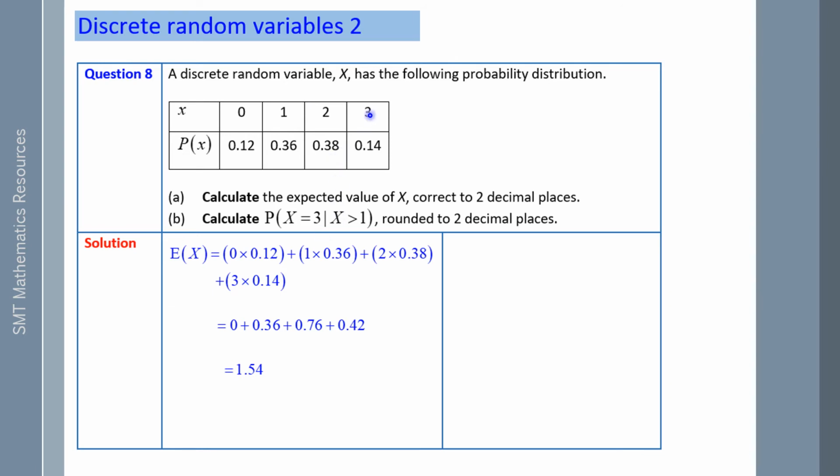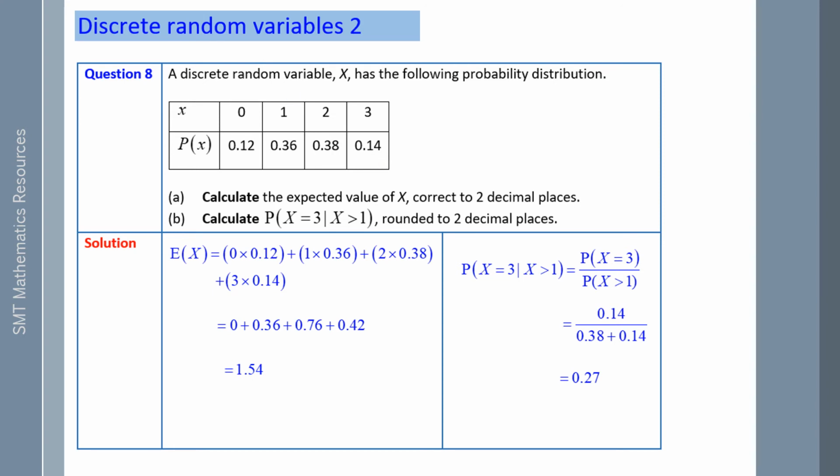Calculate the probability of getting 3 right, given x is greater than 1. So x being greater than 1 means you are 2 or 3. So the probability of 3 divided by the probability of x being greater than 1. So the probability of 3 is 0.14. And the probability of being greater than 1 is your 0.38 plus your 0.14. That's a conditional probability, which is 0.27.